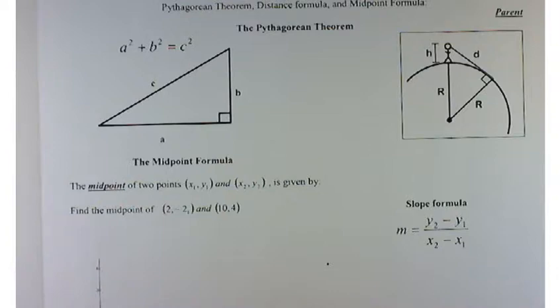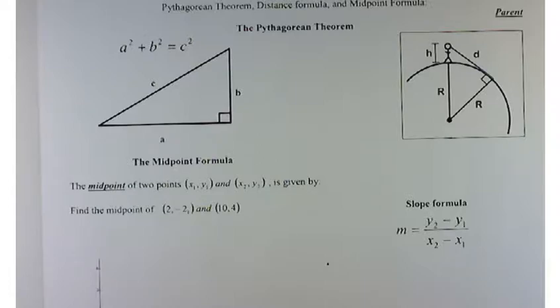Section 9.6 has got kind of a hodgepodge of topics. They all blend together in their own way. We're going to talk about the Pythagorean Theorem, the distance formula. I'll even throw in the slope formula for free. And we'll start by talking about Pythagoras.